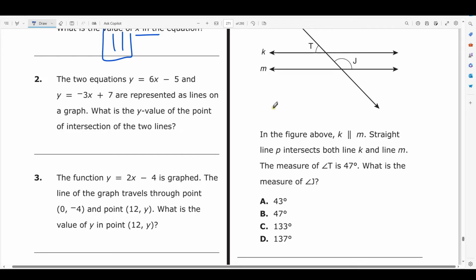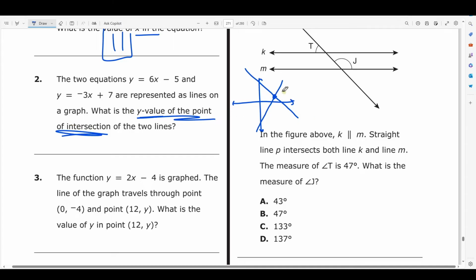So what's happening here is that we have a graph, right? We'll use the coordinate plane right here. And we have 6x minus 5, which looks something like this. And we have negative 3x plus 7, which looks something like this, right? And you can see that these two lines are going to intersect, and they're going to cross one another, right? Intersection just means when the two lines cross. And it's asking you, what's the y value of the point of intersection?